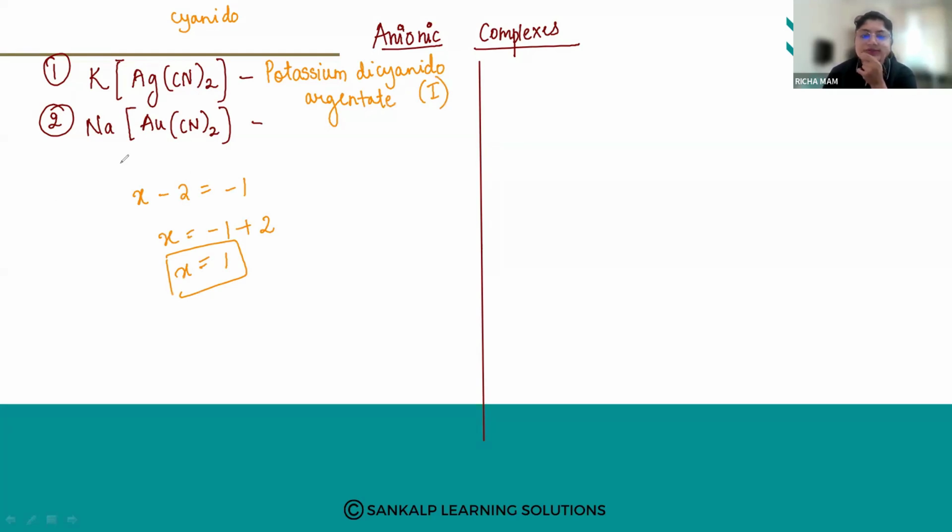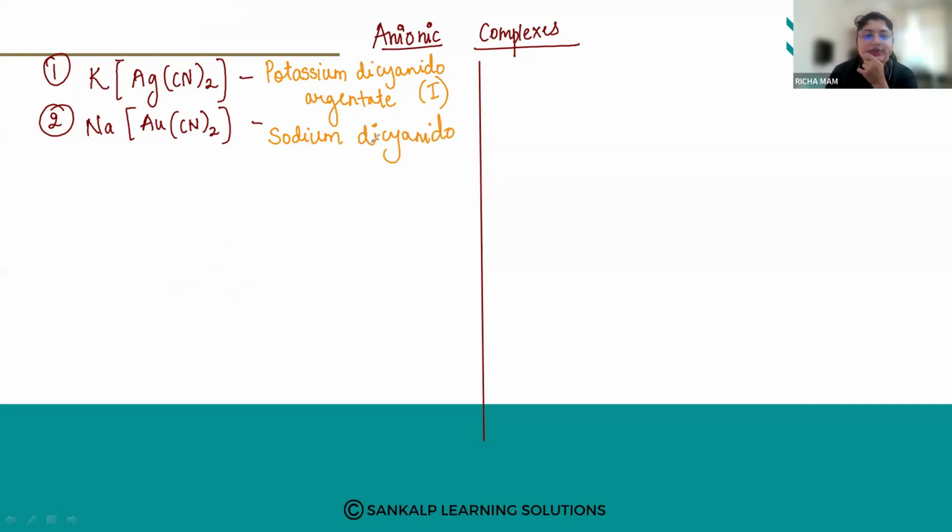Next one, the second one. Try answering the second one, similar to the first one. Again, it is cyanido. Outside the sphere, you have sodium, so I'll write it as sodium. Then dicyanido. And what is Au? It is aurate, because it is a negative charge. And what is the charge on the complex?